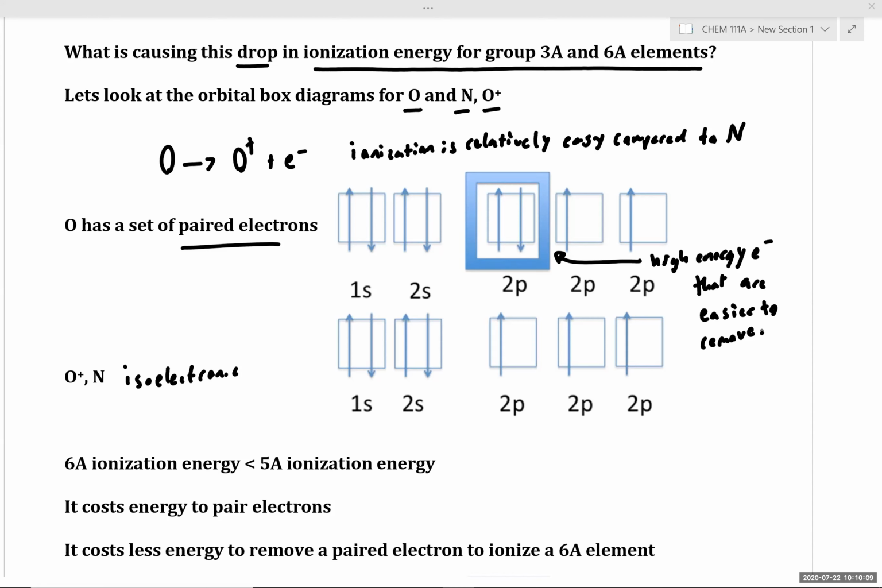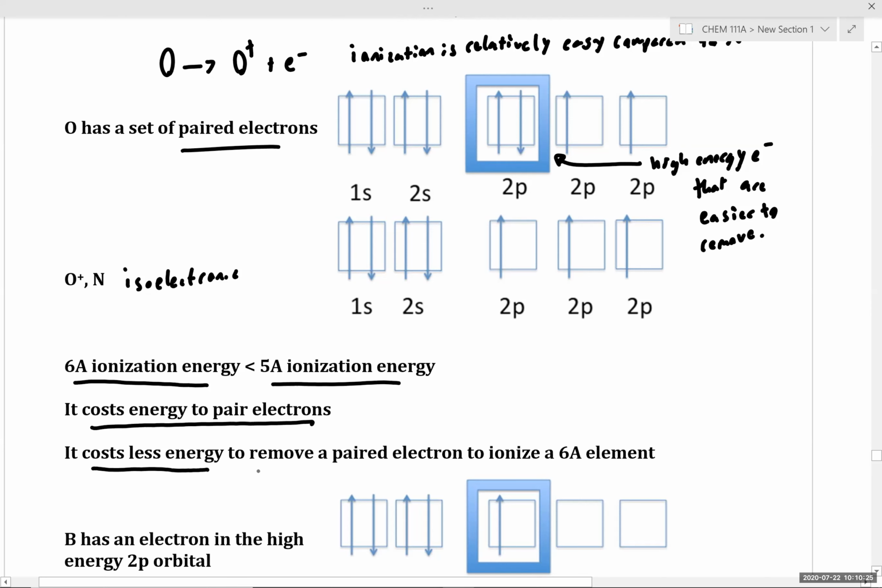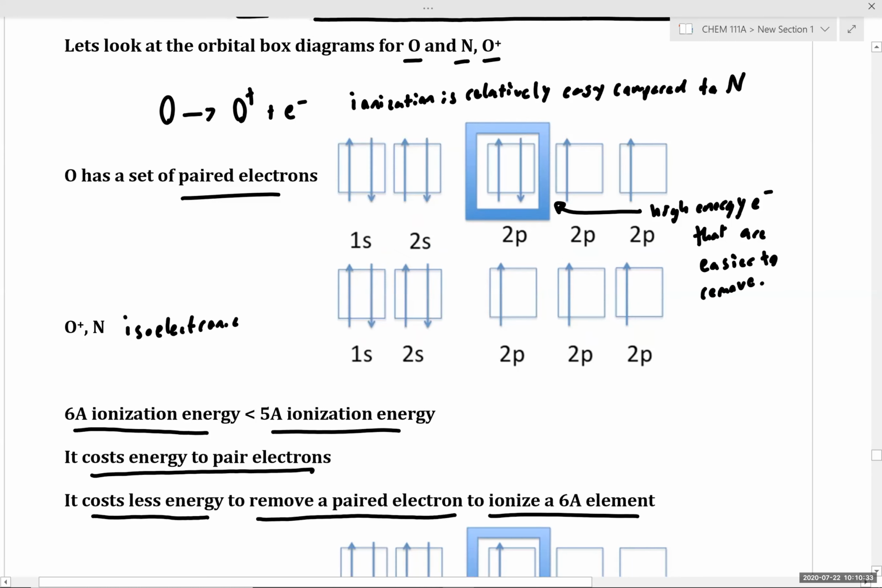Does that make sense? So just to recap, the 5A ionization energy is greater than the 6A ionization energy. That's because it costs energy to pair electrons, and as a result, it costs less energy to remove a paired electron to ionize a 6A element. Note, this ionization energy is not small, but it's smaller than nitrogen, which is unusual because oxygen certainly has more protons. Does this make sense? Does the reason behind this exception make sense?